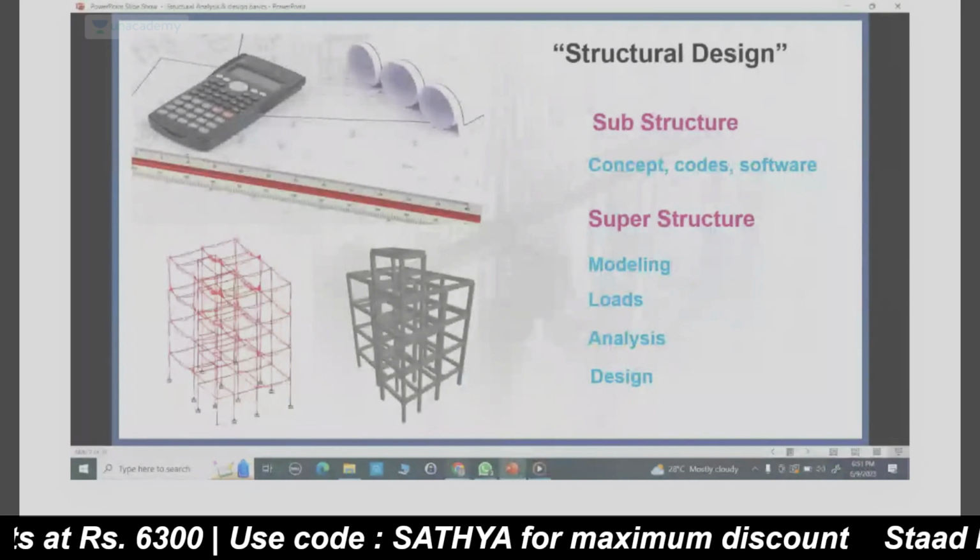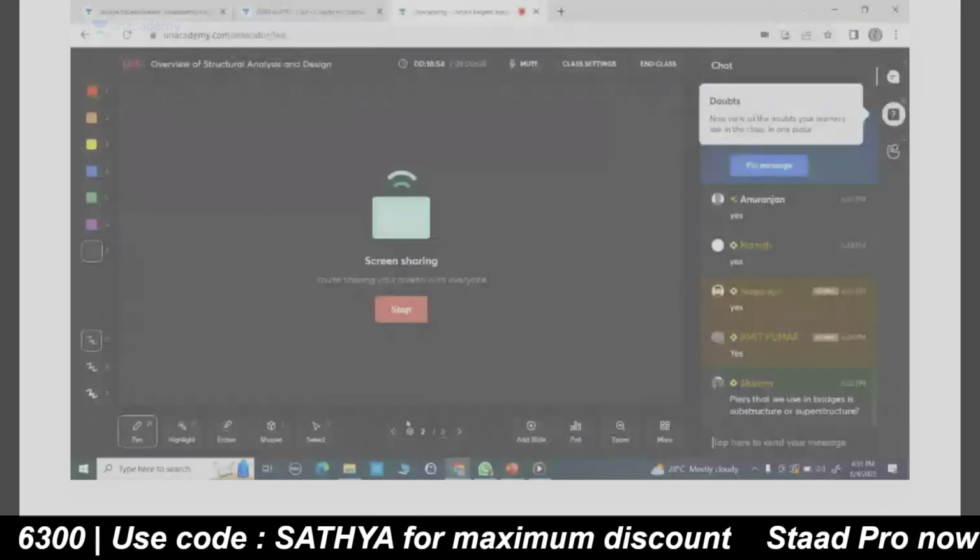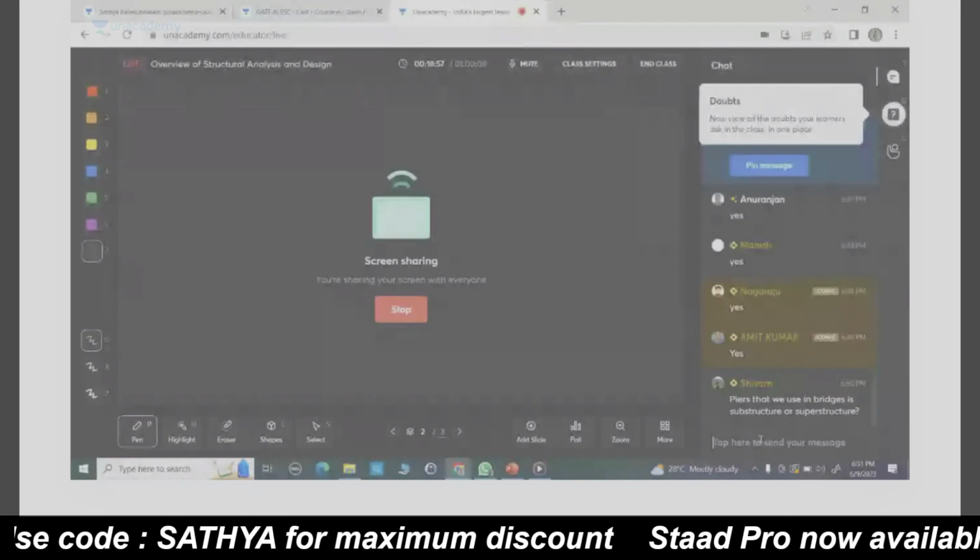I hope you all are learning strength of materials. You all are studying strength of materials. Type S in the chat box.